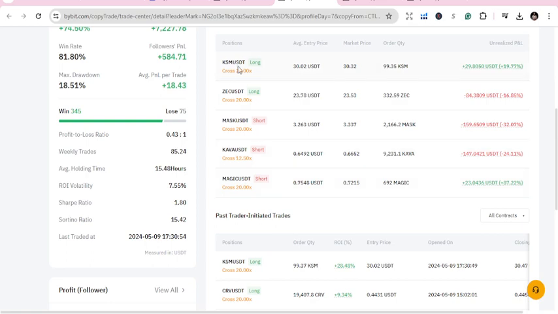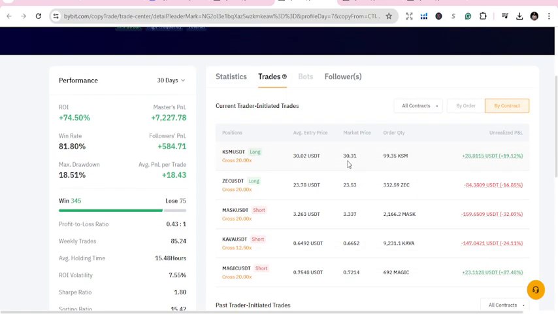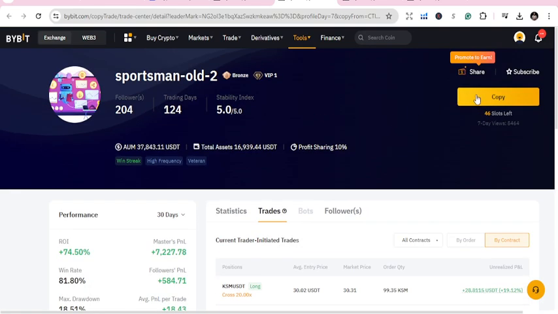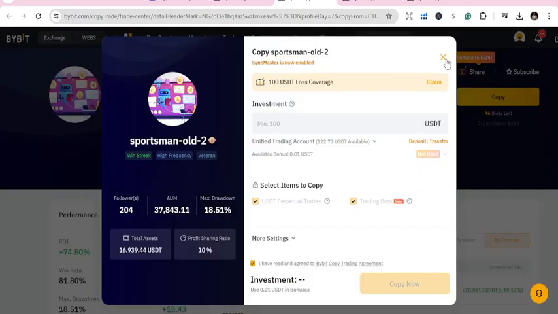Magic KSM USDT and a lot of trades going on. So you can literally copy this and do it manually, or we just pay to follow him. You need $100 to follow him.